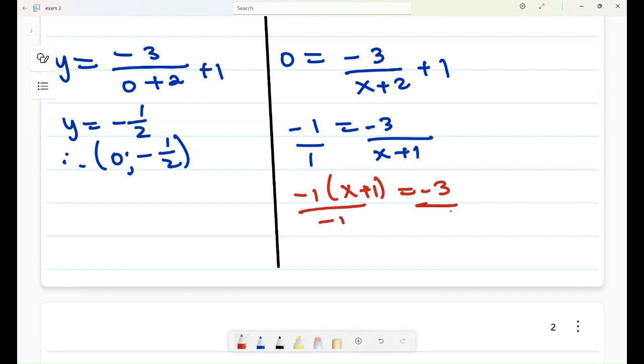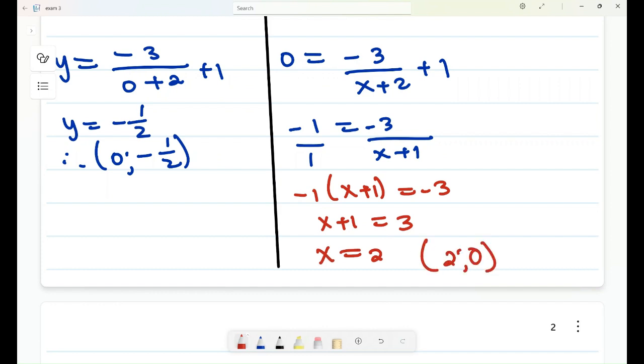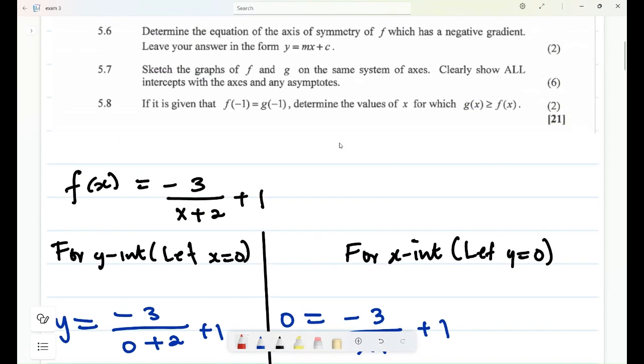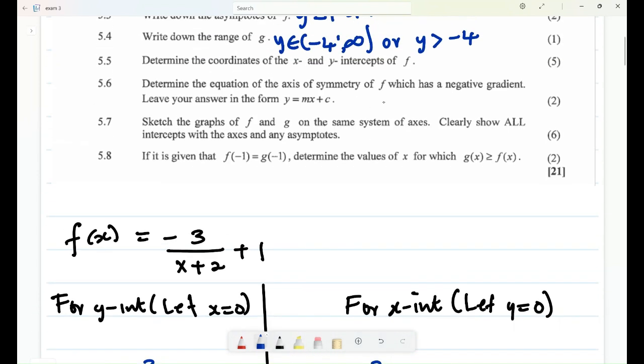When I divide by -1 on both sides, what do I get? I get that x plus 2 is equal to -3 divided by -1, it is 3. Therefore, I get my x is how much? 3 minus 1, it is 2. Therefore, in terms of coordinates, it is when x is 2, what was y? Y was 0. So I have my coordinates there. My coordinates are 0 and -half, and 2 and 0. So these are my points there.